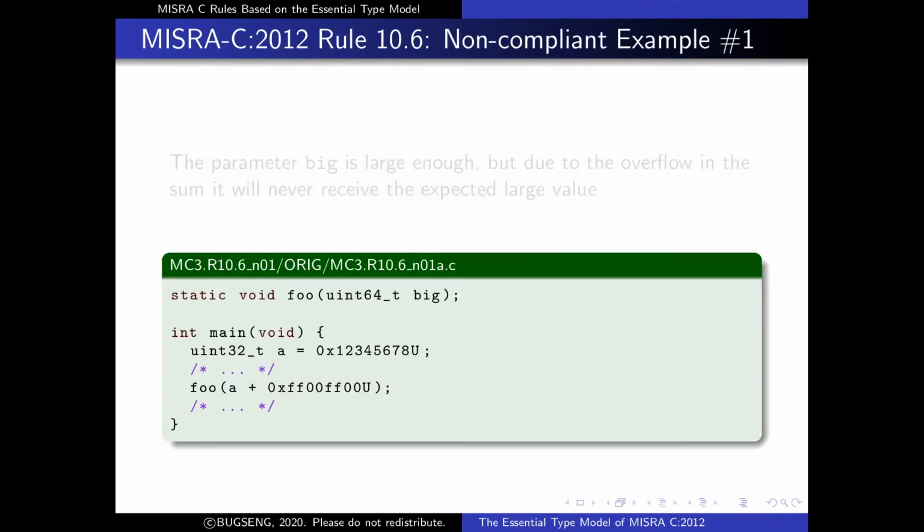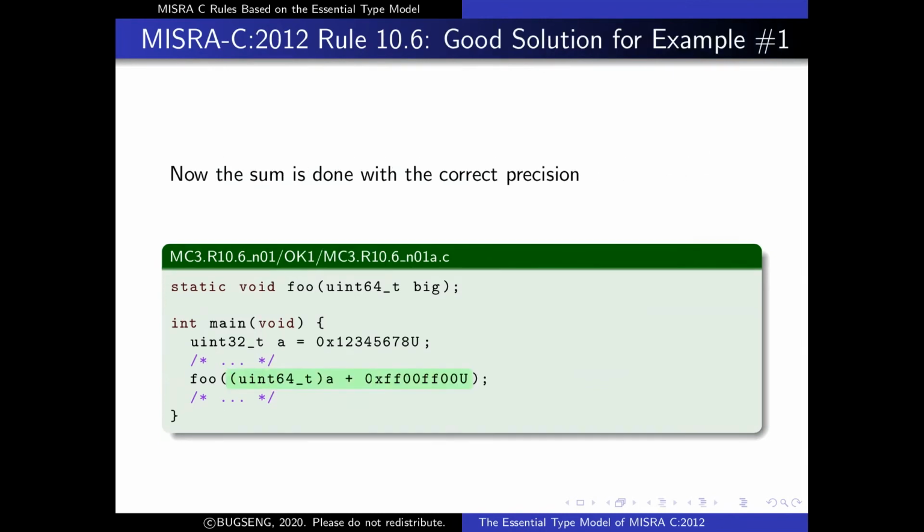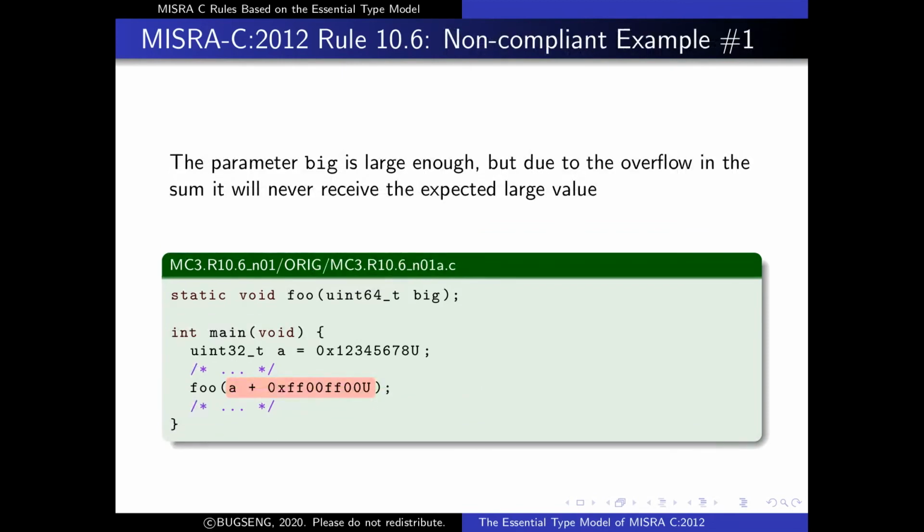So here we have an example which is very similar to the example of the imaginary friend. Here, the programmer might have thought that since the result of the addition is passed to a function foo, which expects a 64-bit unsigned quantity, the addition would be performed in 64 bits. No, the addition would be performed in 32 bits because both the quantities that have been added are 32-bit unsigned. So this is a violation of rule 10.6.